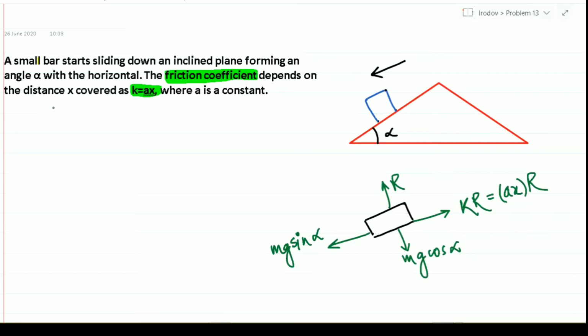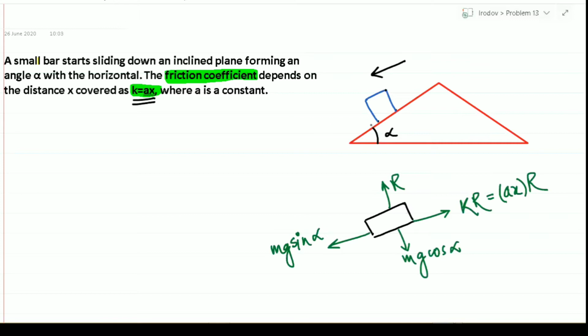The problem here is that there's a small bar which is sliding down an inclined plane, which is forming an angle of alpha with the horizontal. And the friction coefficient here is variable. It is given by k is equal to a into x, where a is a constant and x is the distance covered by the bar.